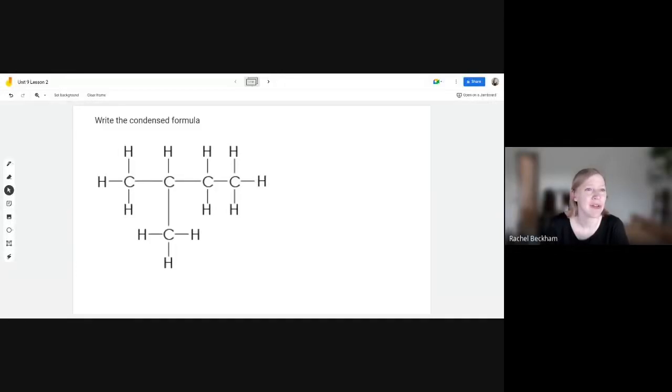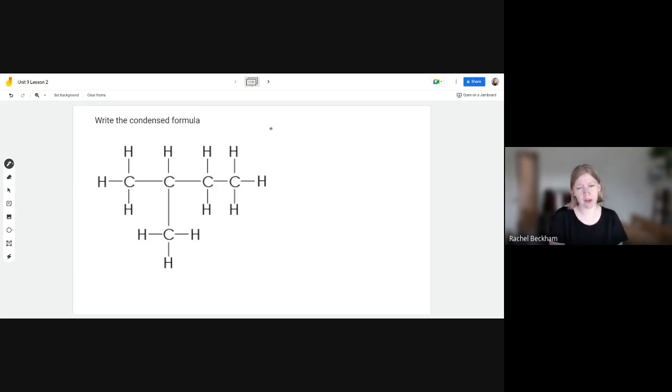Okay, now we're going to go through Unit 9, Lesson 2. This is still dealing with organic compounds. You can see here that this compound is organic because it contains elements of carbon. So the first part of this lesson talks about how to make a condensed formula.